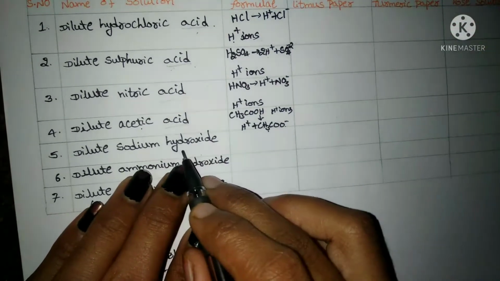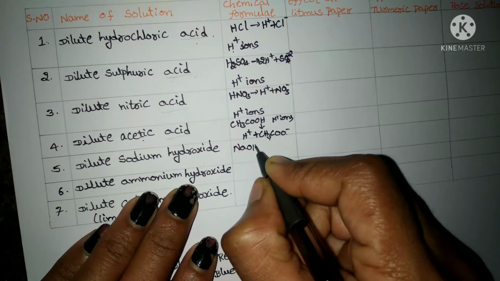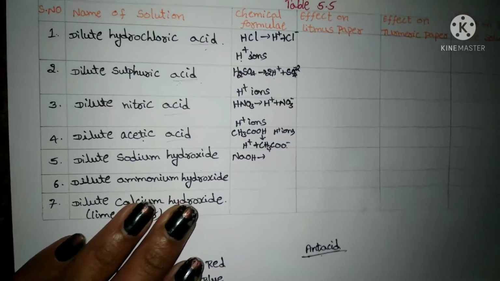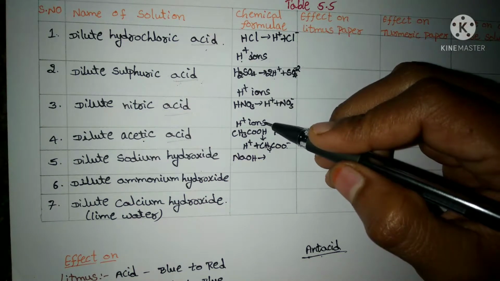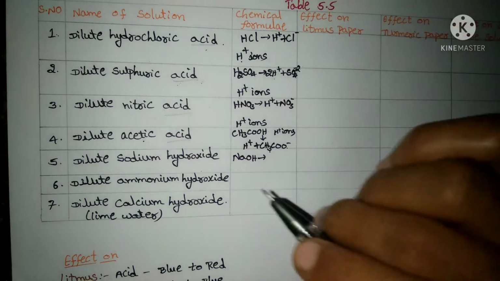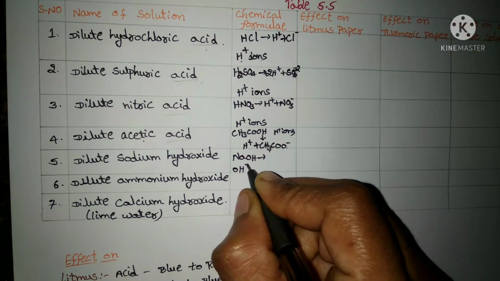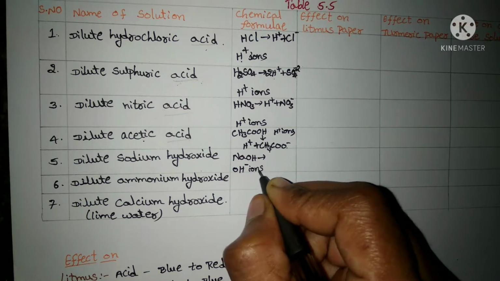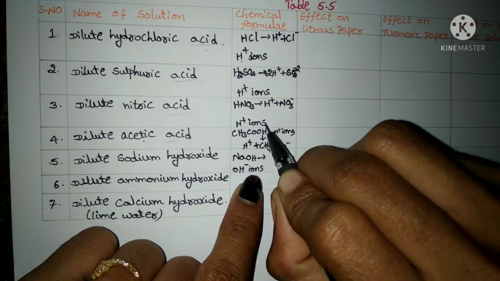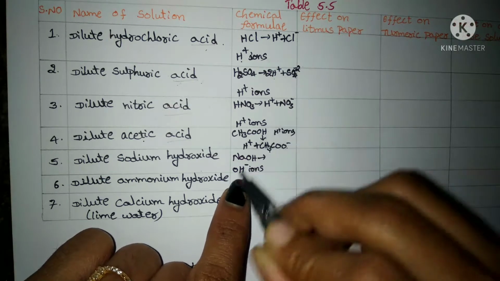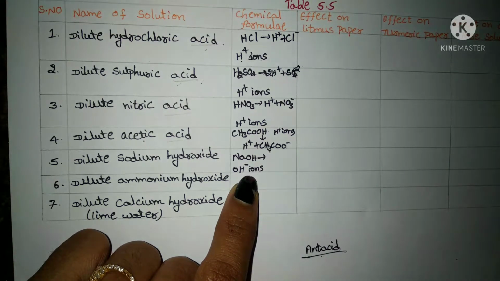Next, dilute sodium hydroxide. So what about the case of bases? Till now, the substances which release H+ ions are called acids, as we have discussed. Next, what about the base? Generally, bases will release OH- ions. Okay students, please remember this point. Acids will release H+ ions in their aqueous solutions. Similarly, OH- ions will be released by the bases in their aqueous solution.